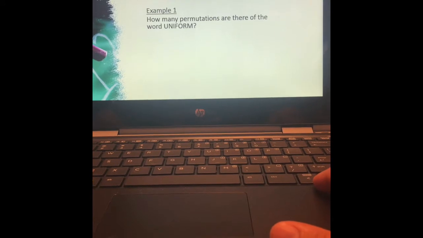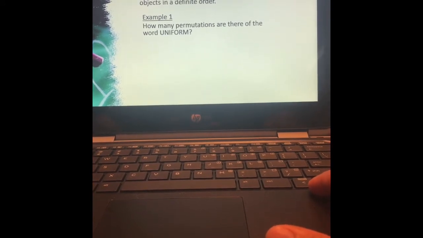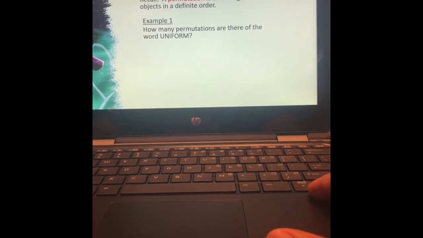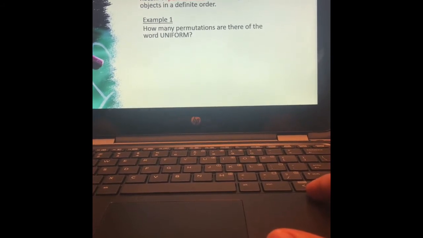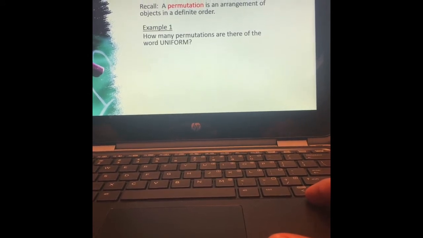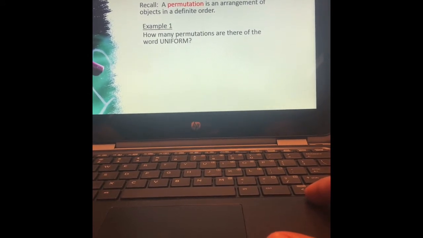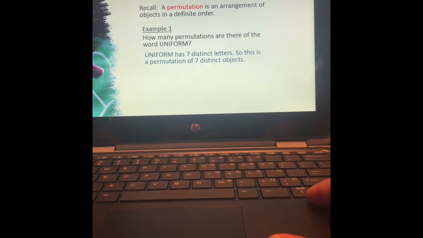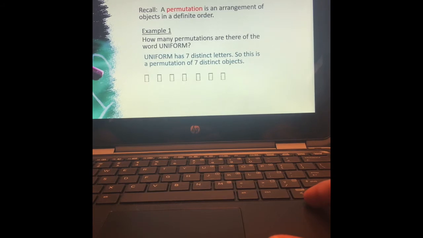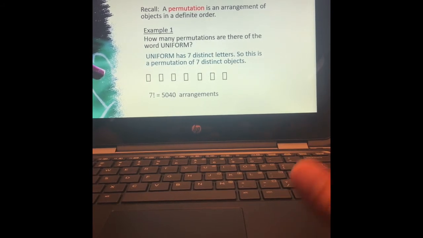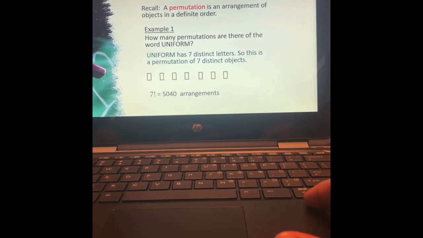So let's take a look at some examples. First one, how many permutations are there of the word uniform? So count the number of letters. 1, 2, 3, 4, 5, 6, 7. Okay, in position 1, there's 7 options. Position 2, there would be 6 options. 5, 4, 3, 2, 1, or 7 factorial. So 7 distinct letters, 7 factorial. Each of the spaces has one less option because you've used a letter.